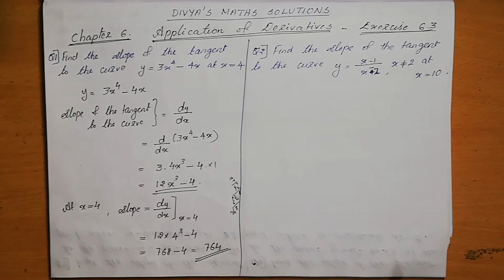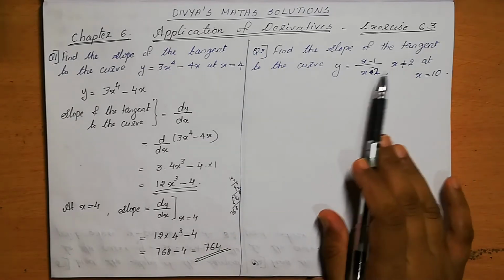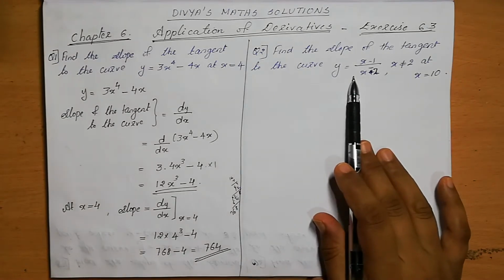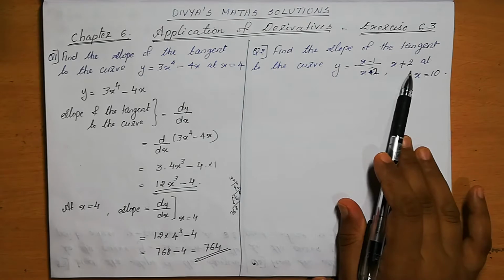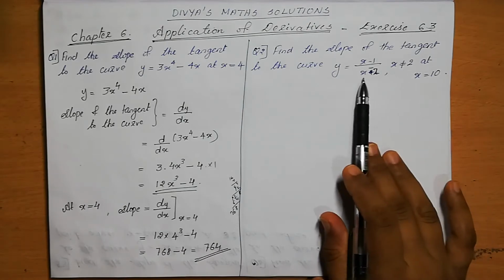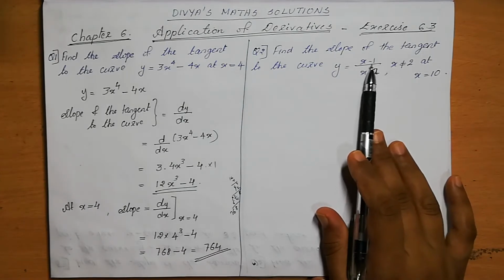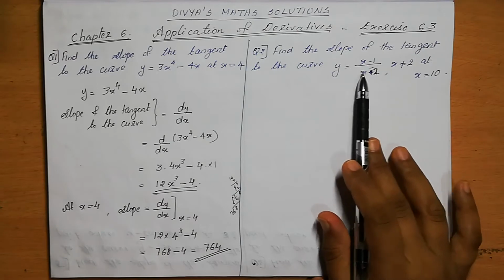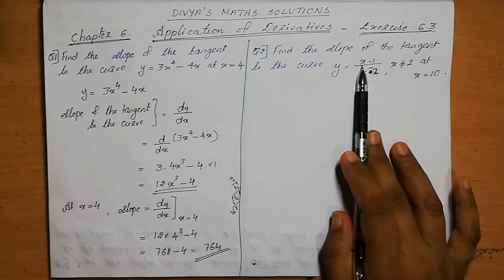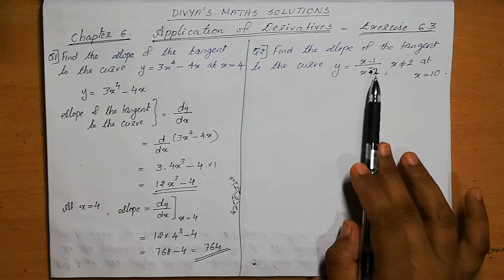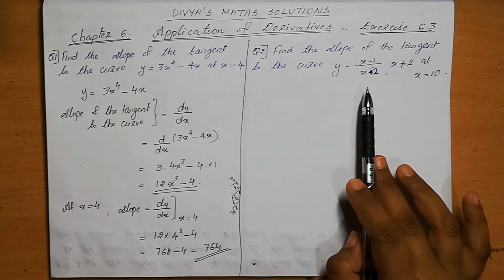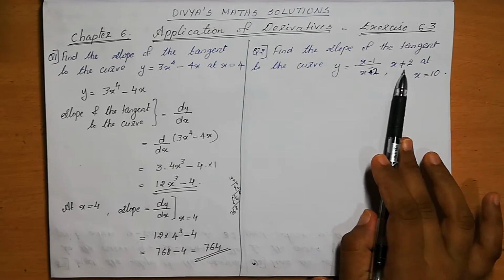Answer. Question number 2. Find the slope of the tangent to the curve y equal to x minus 1 by x minus 2, x not equal to 2. Why x not equal to 2? If x equal to 2, this becomes 2 minus 1 by 2 minus 2. 2 minus 2 is 0. That means 1 by 0 is infinity, not defined, right? That's why they are mentioning x not equal to 2.